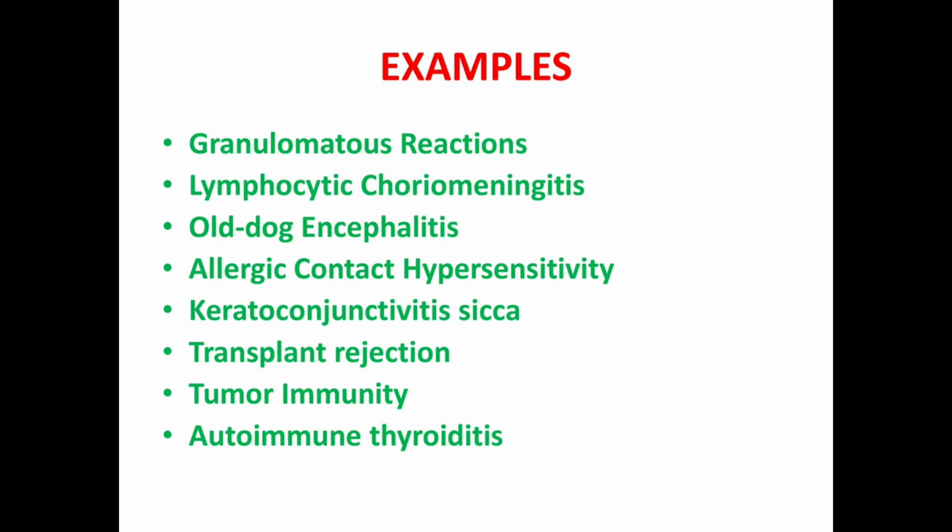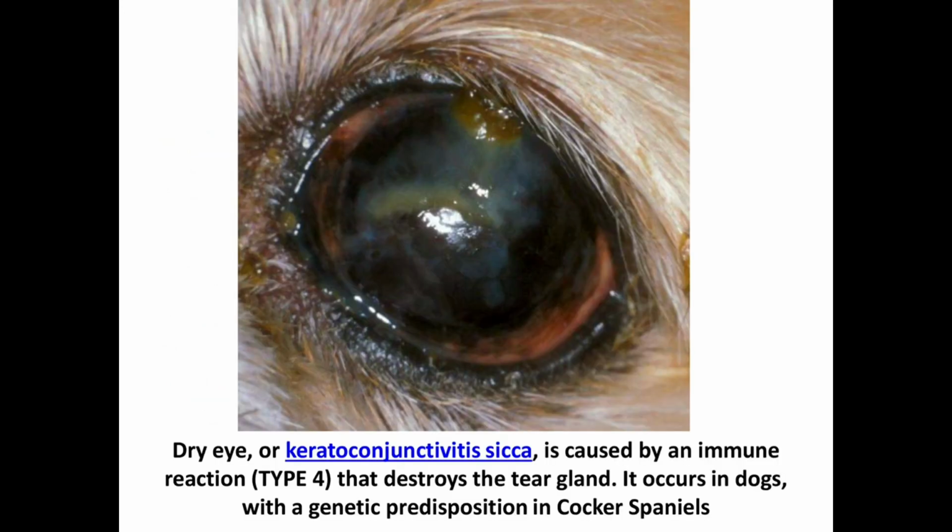Now other examples of type 4 hypersensitivity: granulomatous reactions, lymphocytic choriomeningitis, old dog encephalitis, that is canine distemper, and allergic contact hypersensitivity, keratoconjunctivitis sicca, transplant rejection, tumor immunity, and autoimmune thyroiditis. So this is a picture of dry eye or keratoconjunctivitis sicca caused by an immune reaction type 4 that destroys the tear gland. It occurs in dogs with genetic predisposition, such as Cocker Spaniels.